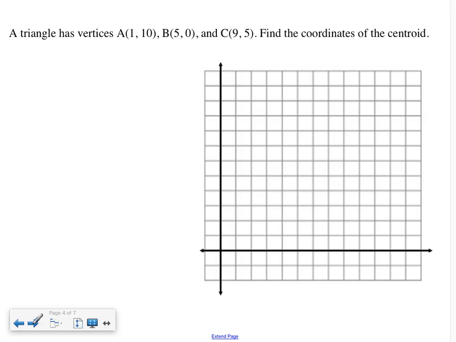So this time we are asked to find the coordinates of our centroid given a coordinate plane. So let's first plot our triangle and see what happens. So graph those 3 vertices.